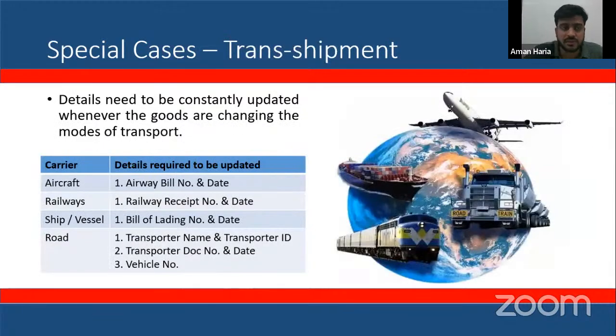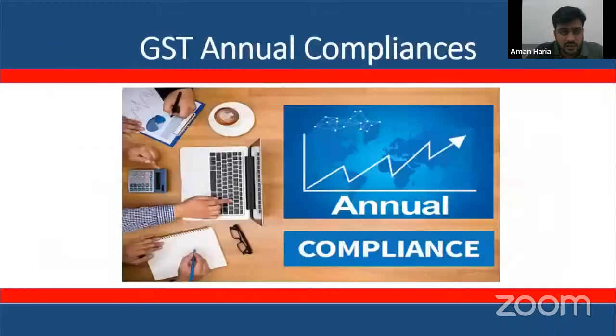Again, in case of transshipment, as we discussed, it could be possible that the goods are first transported through aircraft and then by road, or from vessel and then by road. In those cases also, you need to update the details with respect to the mode of transportation. Along with it, you also need to mention the receipt number, depending on the mode of transportation. With that, we have completed the e-way bill section as well.